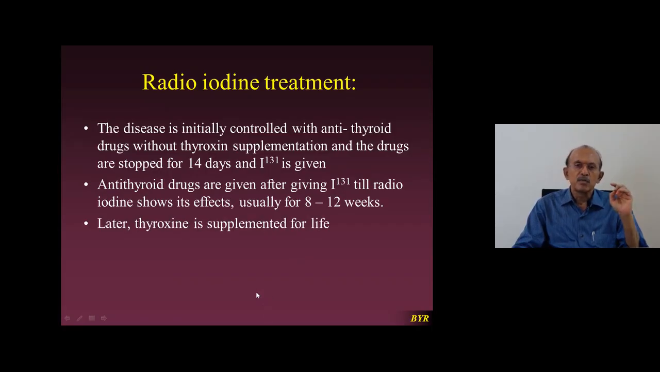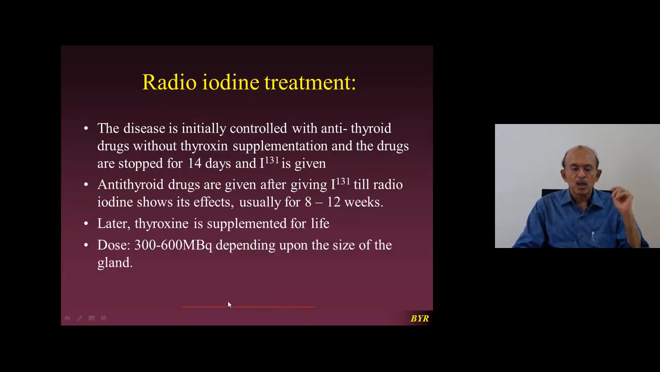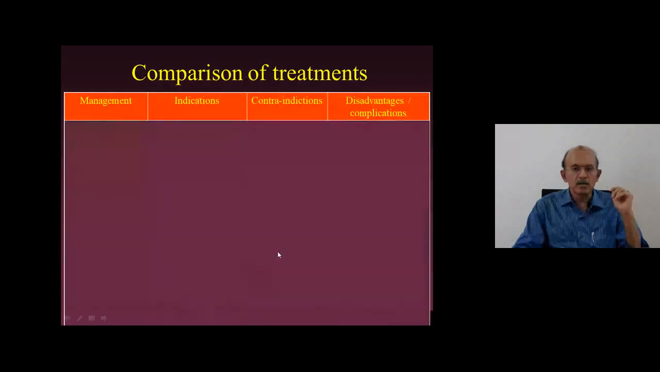After 3 months, you check the thyroid hormones. The thyroid hormones will be markedly reduced. That indicates success of treatment. That means the thyroid gland is destroyed. But thyroid hormones are not available to the body, so you supplement with thyroxine. And the thyroxine must be given for life. Dose is 300 to 600 MBq depending upon the size of the gland. So this is about radioactive iodine treatment.